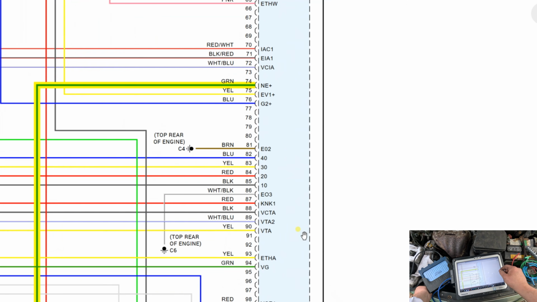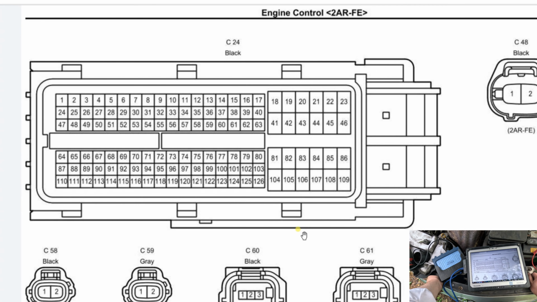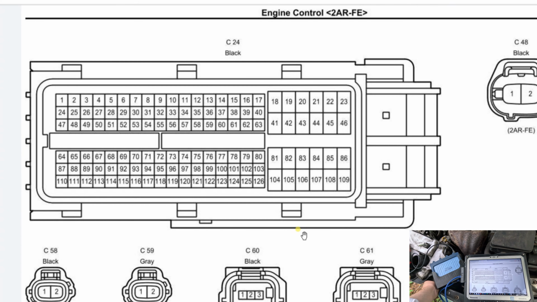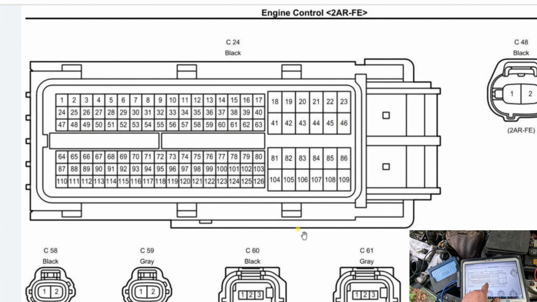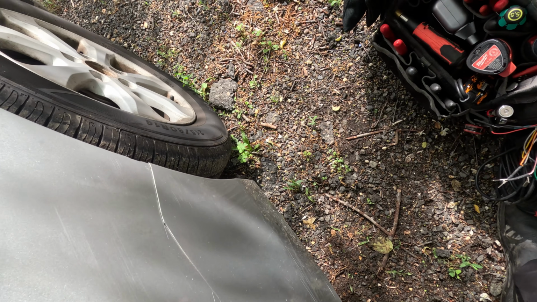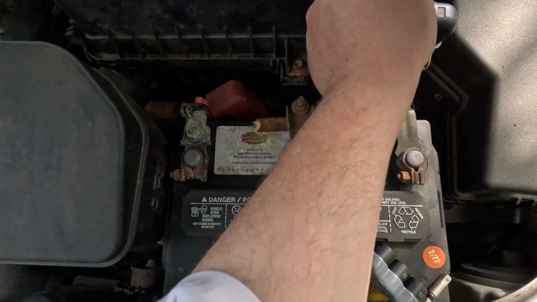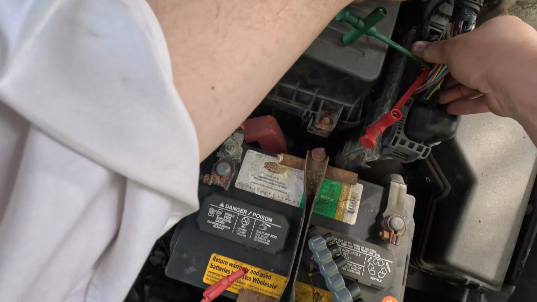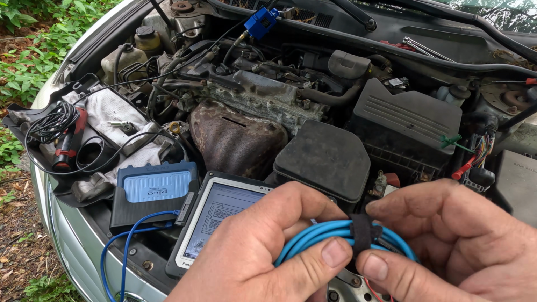120 and 74, C24. So, okay, the big pins are in the back. So it's this way. So we got 120. It's this one and that one. I don't have to get the ground from here either. I'm just gonna do it. Okay, let's plug this in now. Okay, that's the crank.